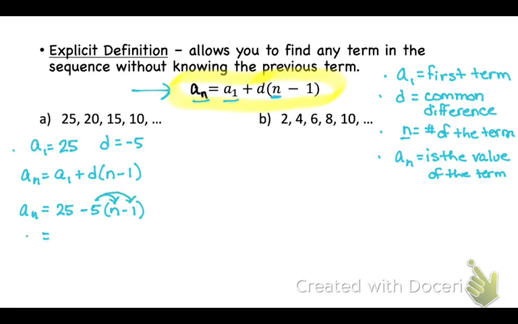So I get 25 minus 5n plus 5. Now I'm not quite done. Why not? Combine like terms. So what do I get? 30 minus 5n. Now, could I write it a sub n equals -5n plus 30? Yep, that's my definition. Are both of those the same? Yep, they're both the same.